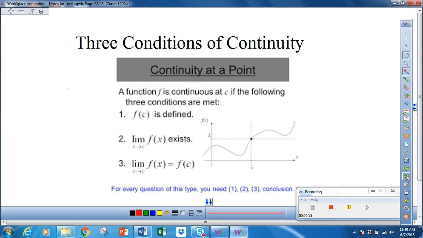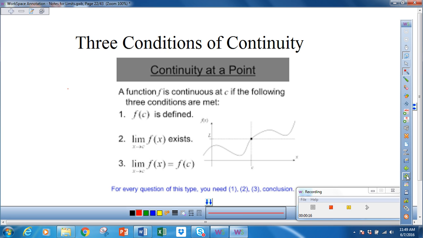Now, I know in the past you may have been able to say that a function is continuous if it has no breaks or no holes, and I'm sure in pre-calc you've talked about different types of discontinuity: jump, removable, infinite. However, in calculus, when we say a function is continuous, we have to prove three conditions.